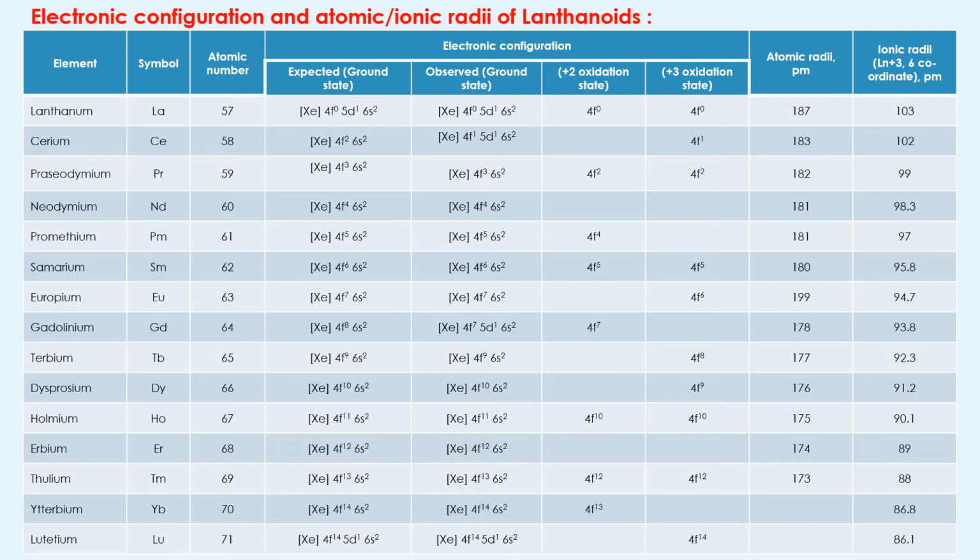Now see for cerium also. What they just arranged is 4f1 5d1 6s2, because 5d has a capacity that may be 0, 1, or 2 electrons can be accommodated. Then for praseodymium, that is 4f3 6s2, so observed and expected are one and the same. Then for promethium, similarly you can observe for samarium, europium.